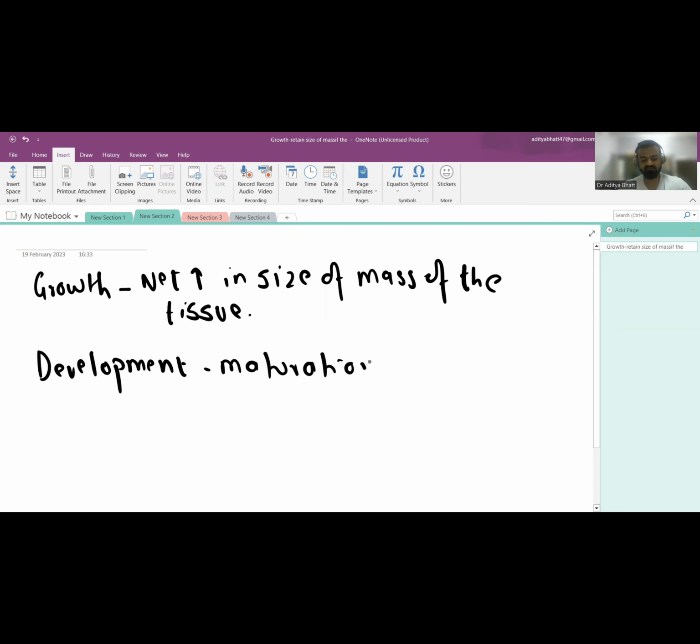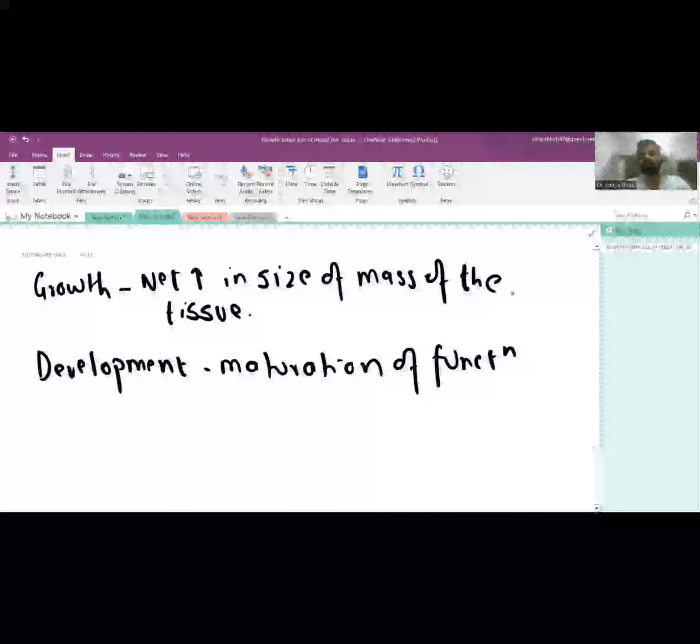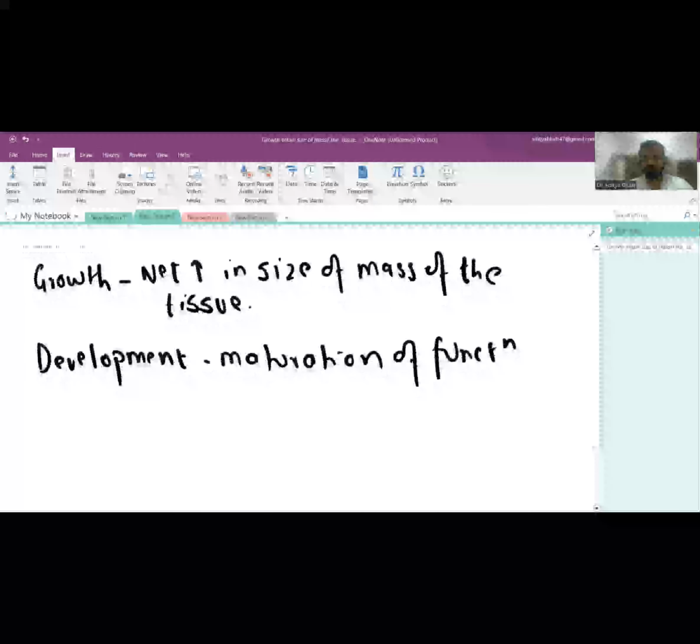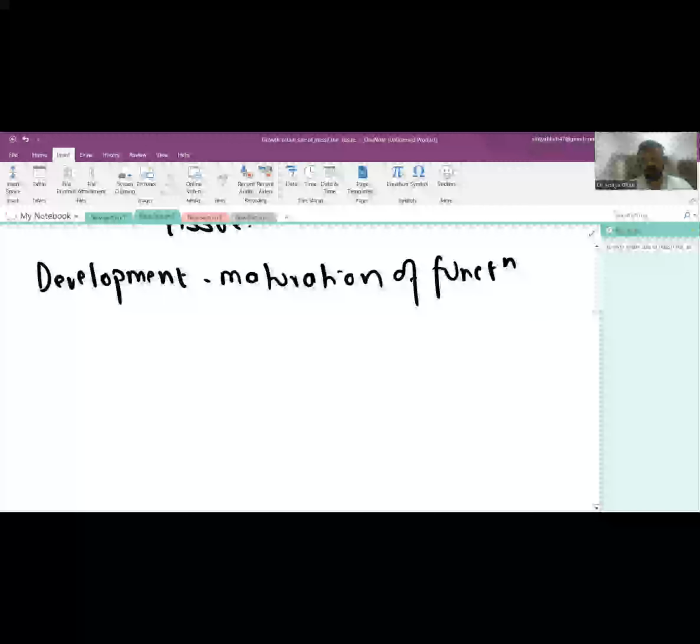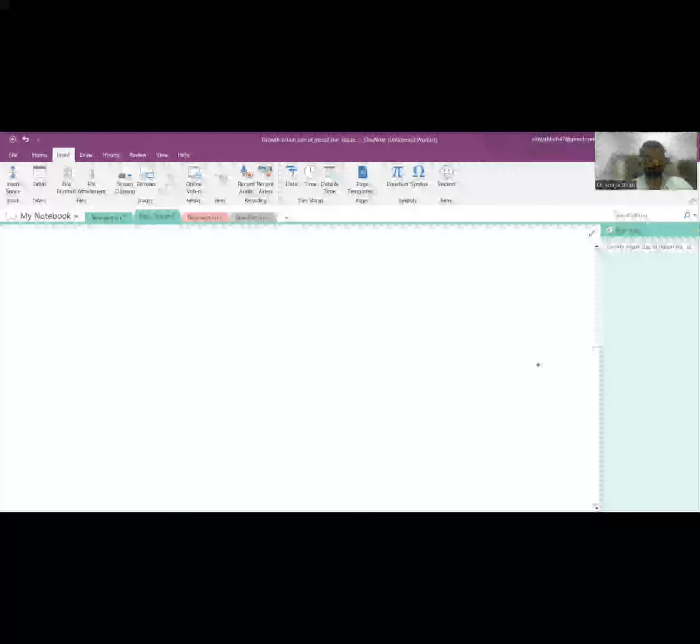So development is the maturity of functions. It is related to neural growth and the maturation of the nervous system rather than the physical appearance, physical structures, or physical attributes of a person. So that is what development means. Growth and development are usually interrelated, and they heavily correlate with each other.